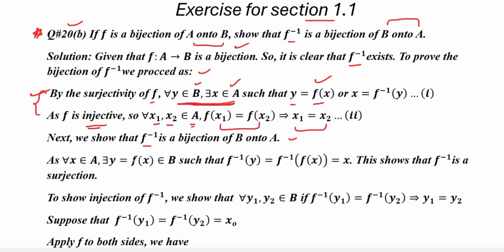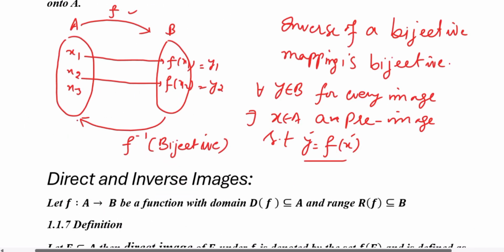Firstly, we show f inverse is a surjective function. For this, what do I have to show here? To show f inverse is a surjective function, I need to show that f inverse is a function from B to A. Now my target is to show f inverse is a surjective function from B to A.